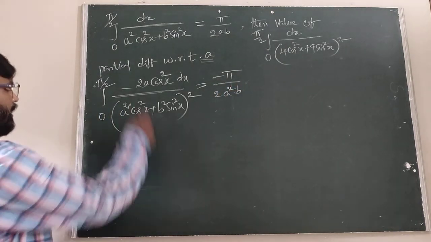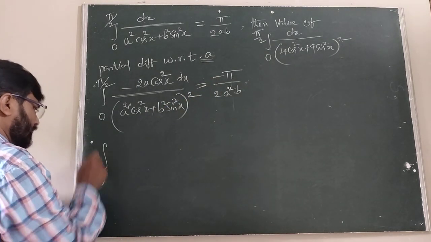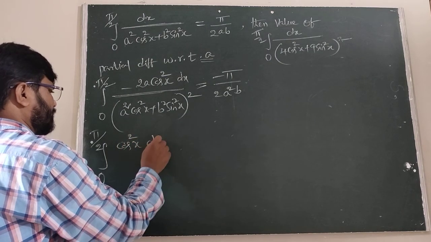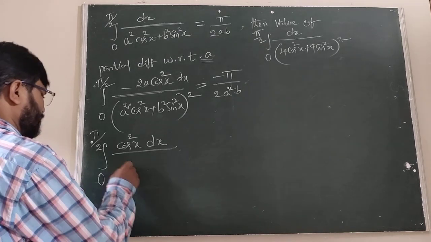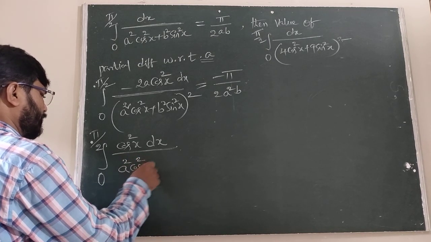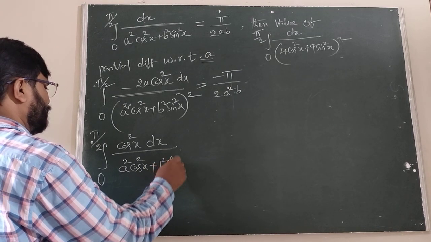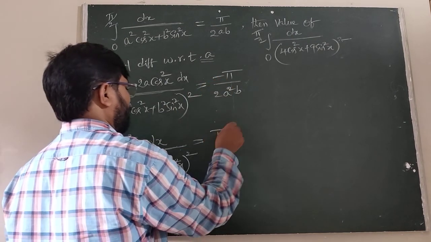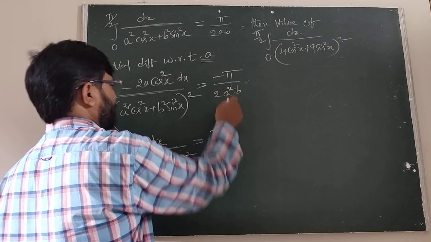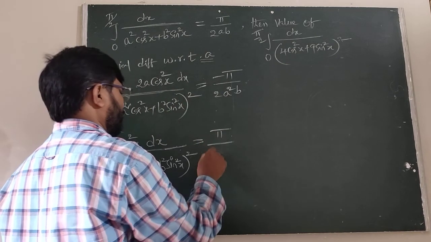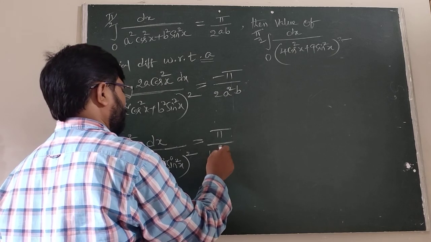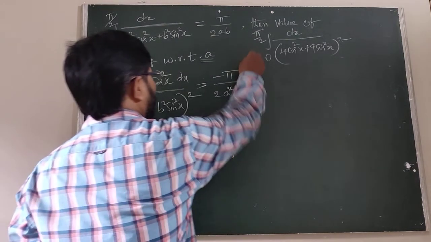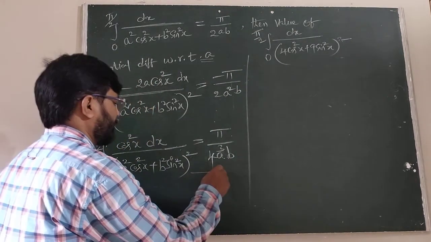Now minus into minus is plus. This is the integral from 0 to pi by 2 of cos square x dx, over (a square cos square x plus b square sin square x) whole square, equal to pi by 2 into a square, with a being 2 into 2 is 4, that is 4 a cube b. Is it clear?